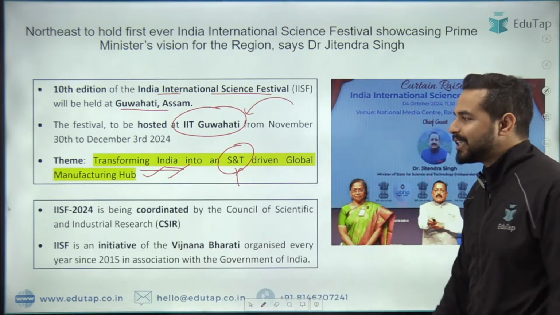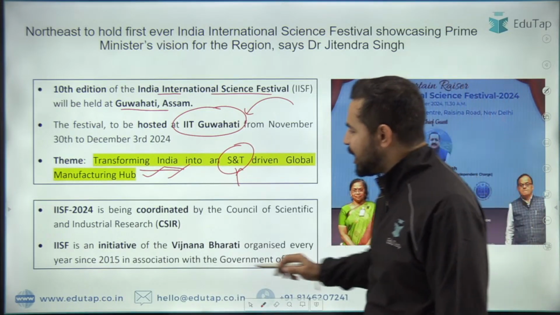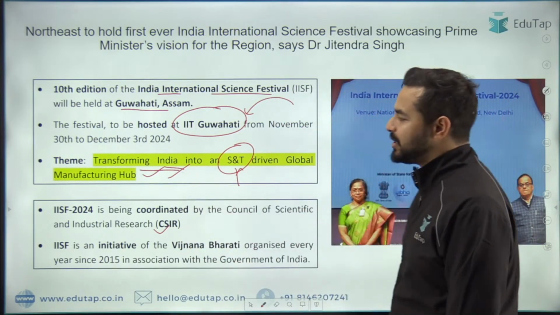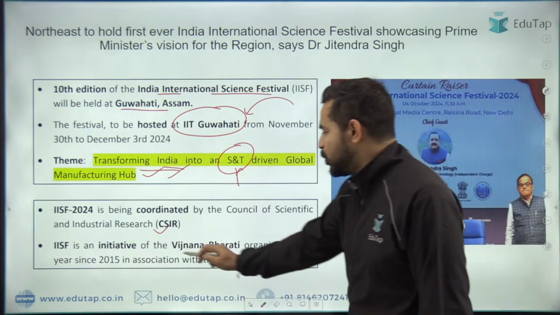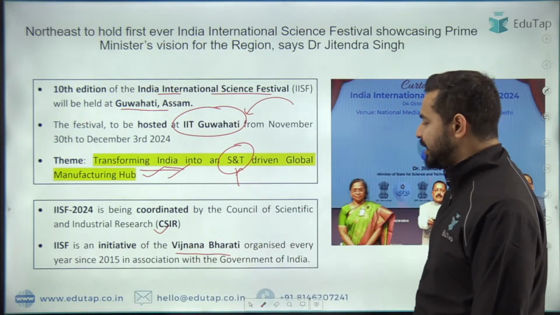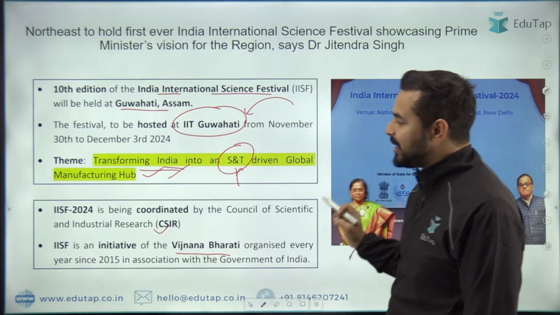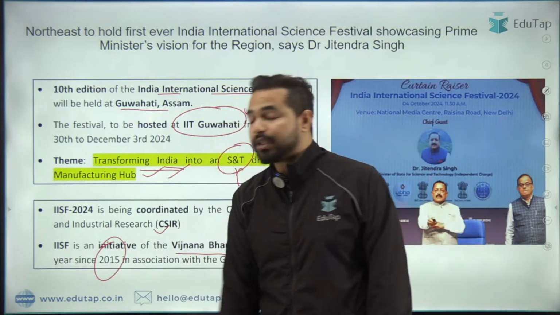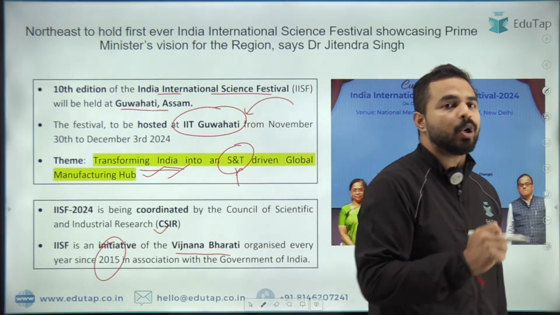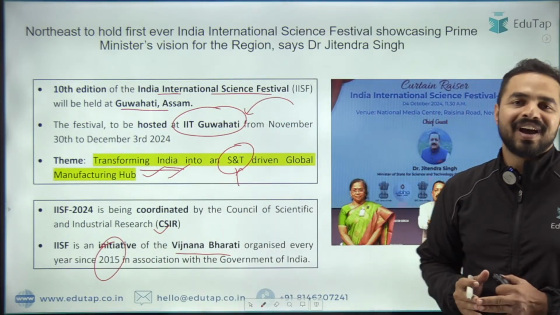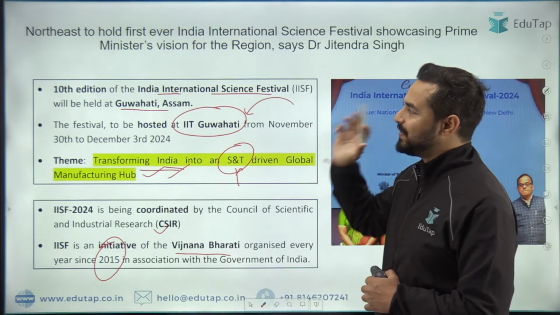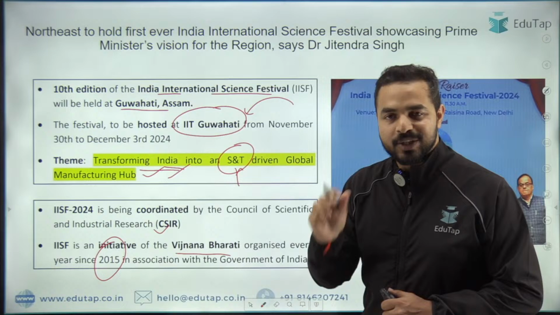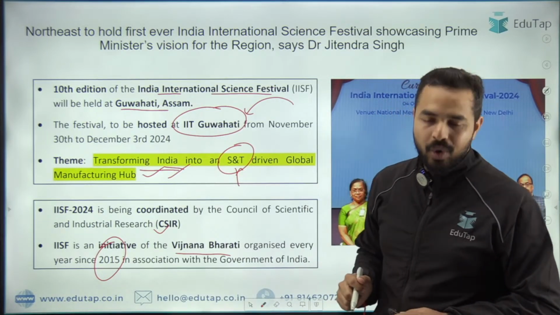When we talk about IISF 2024, it will be coordinated by the Council of Scientific and Industrial Research. And whose initiative is this? This is an initiative of Vijnana Bharati, which has been organizing this festival every year since 2015. So in 2015 this festival was launched for the first time, and this year we are hosting the 10th edition of the India International Science Festival. And what is the place? It is Guwahati, Assam, where this will be hosted.